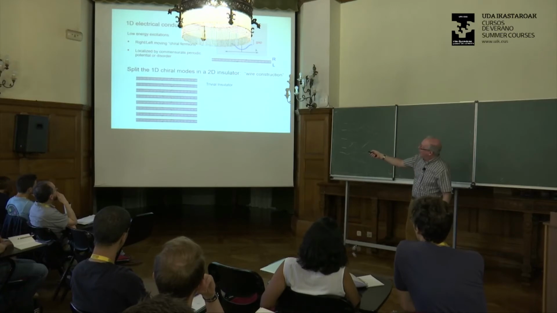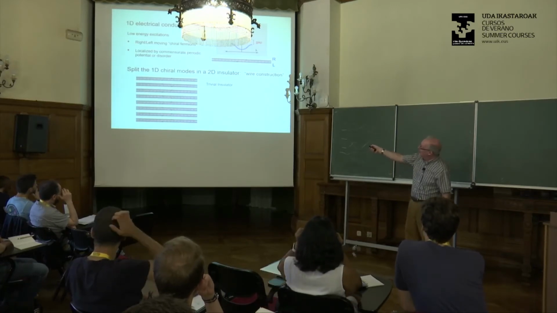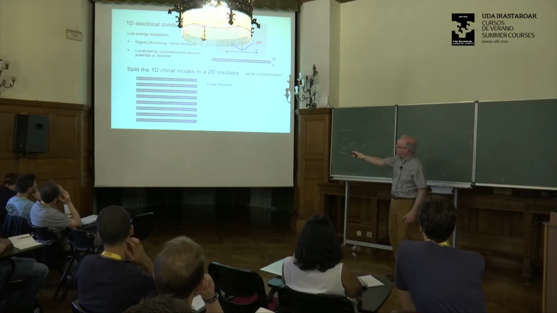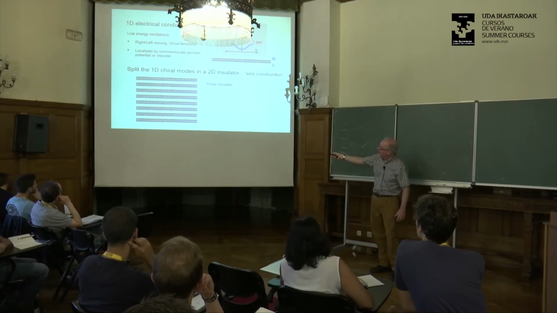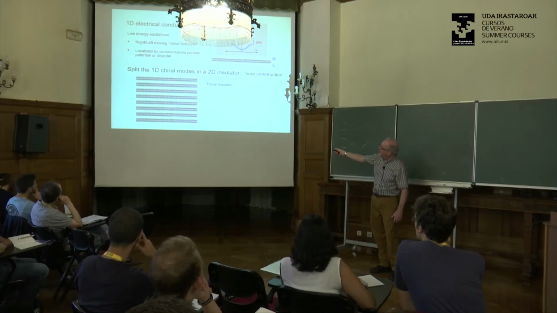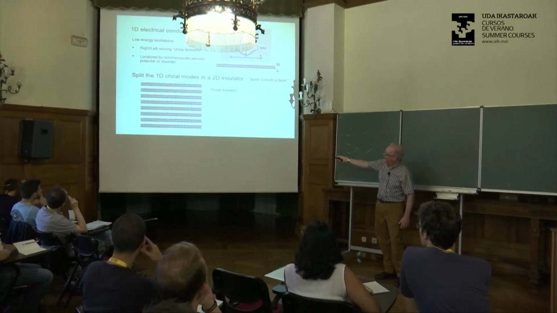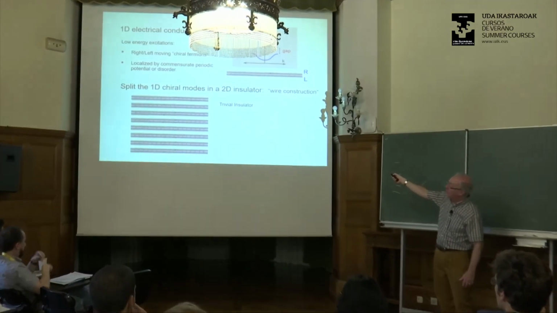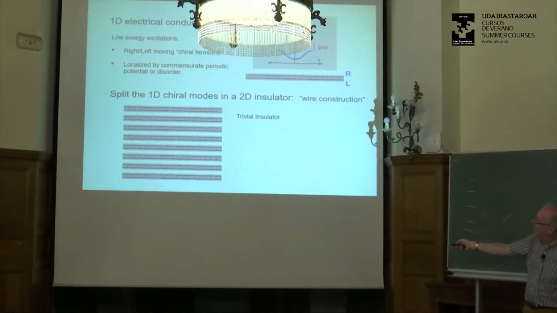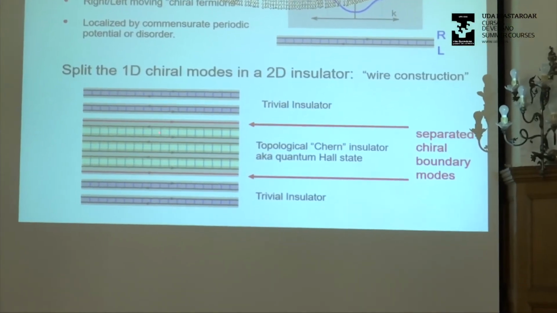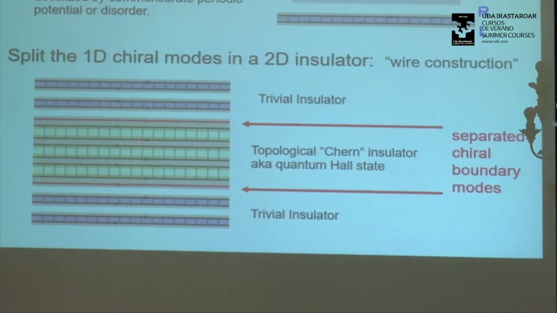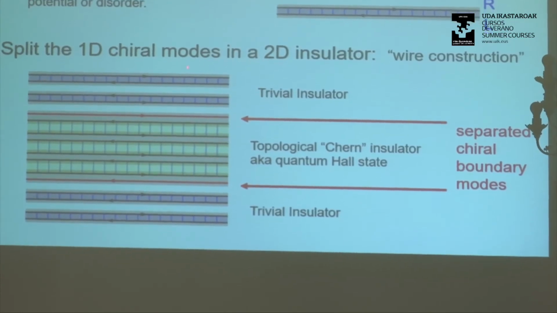But what I can do is split the right and left movers apart. Let me tell you about this wire construction that one can do. If I start off with a bunch of one-dimensional wires, of course I could couple the right and left movers together on each wire, and that would give me a trivial insulator. But what I can do is couple the right movers on one wire to the left movers on the next wire.